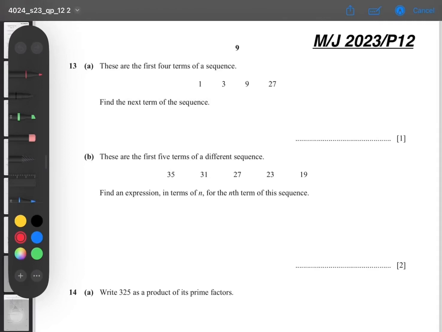Question number 13a. These are the first four terms of the sequence: 1, 3, 9, 27. Find the next term of the sequence.